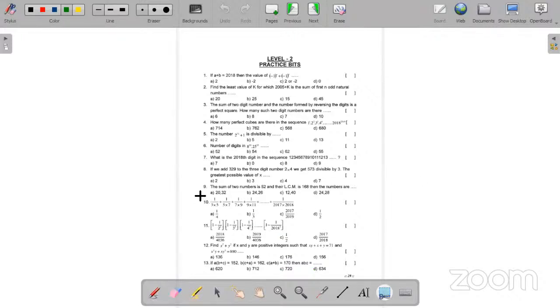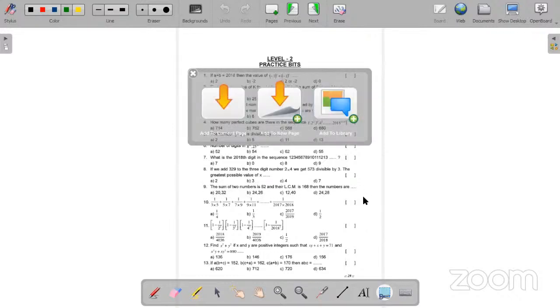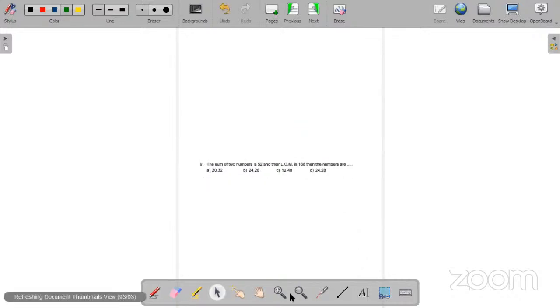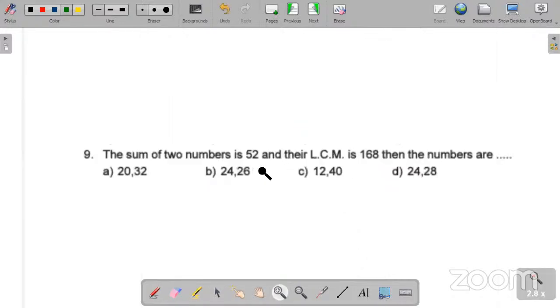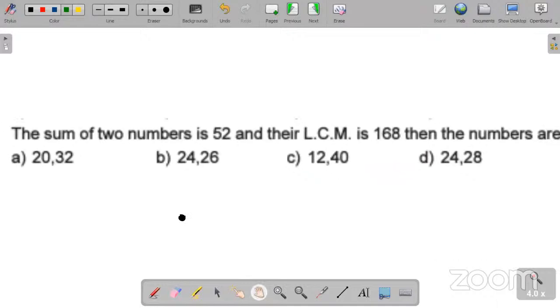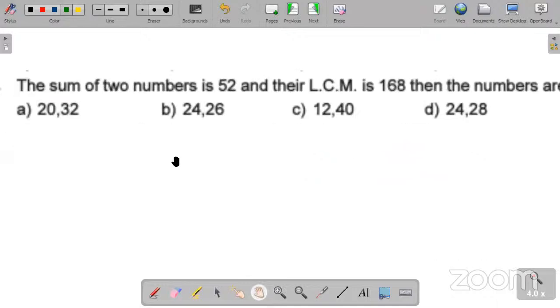Let us try this question. You try this question. See, the sum of two numbers is 52. LCM is 168. What are the numbers?